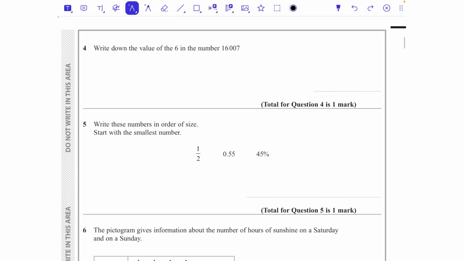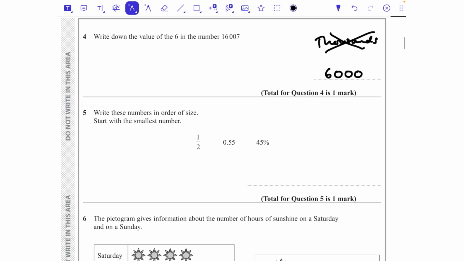Question number 4, write down the value of the 6 in the number 16,007. So the value of the 6 is actually 6,000. Don't write thousands. Yes, it's in the thousands column, but they want to know how much that 6 is worth. So it's worth 6,000. You can write 6,000, but don't just write thousands because that doesn't actually say how much it's worth.